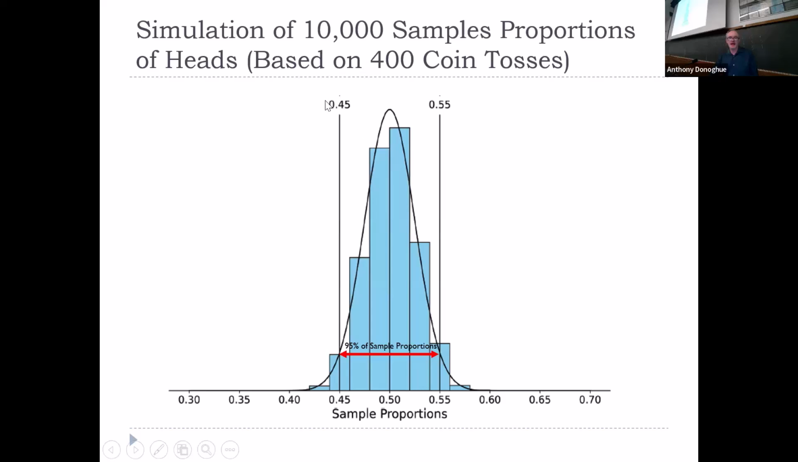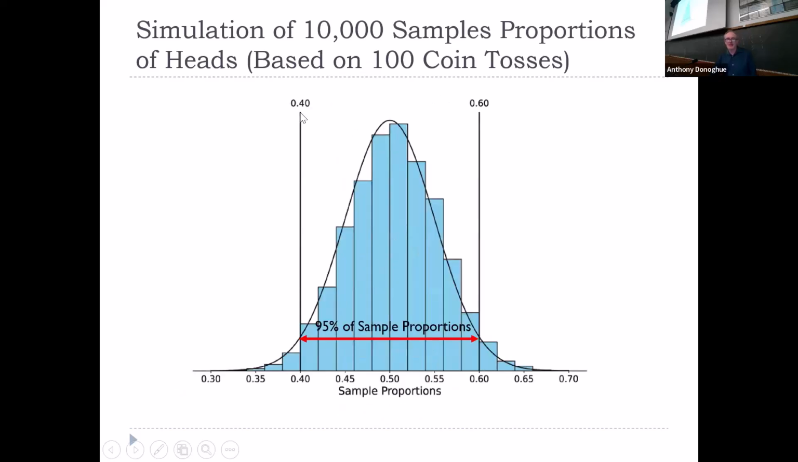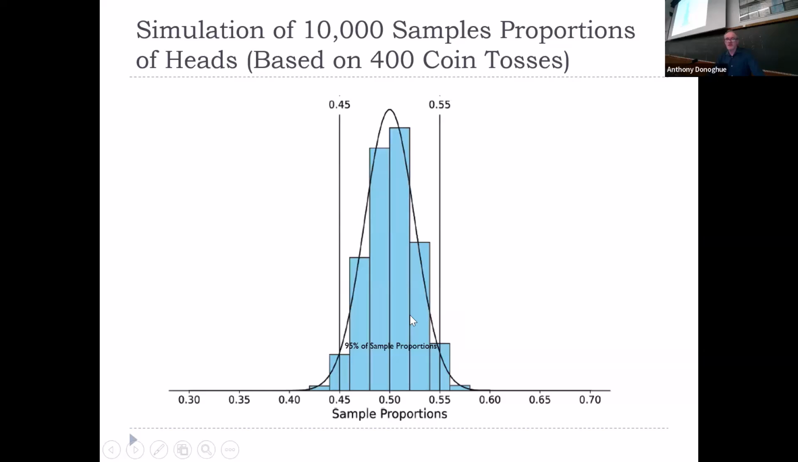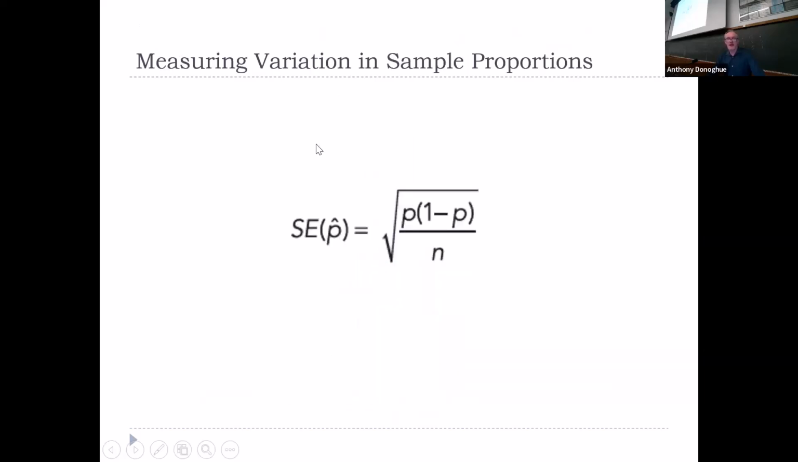All right, so how do we calculate that measure of variability? If you know the empirical rule for the normal distribution, the standard error in the first case is equal to 0.05, because two standard errors below 0.5 is 0.4 and two standard errors above 0.5 is 0.6. So the standard error in that case is 0.05. In this case, it's 0.025.